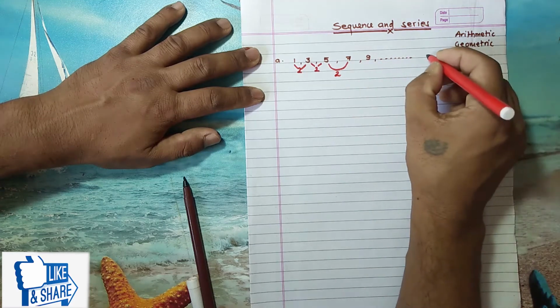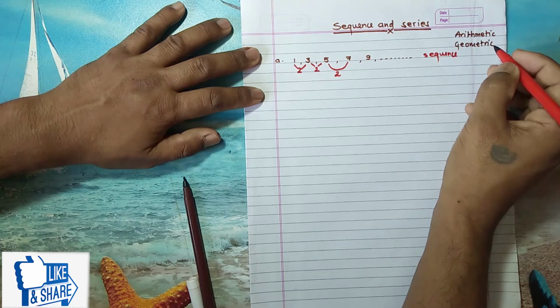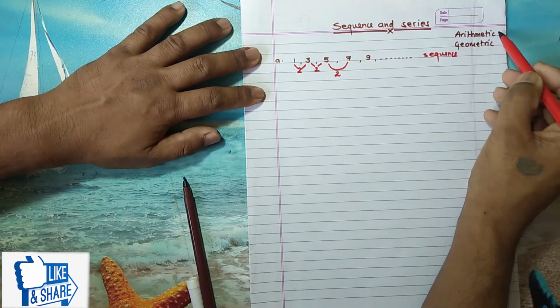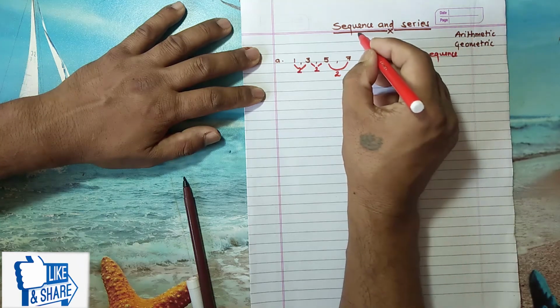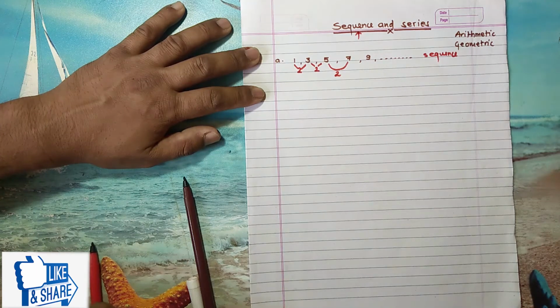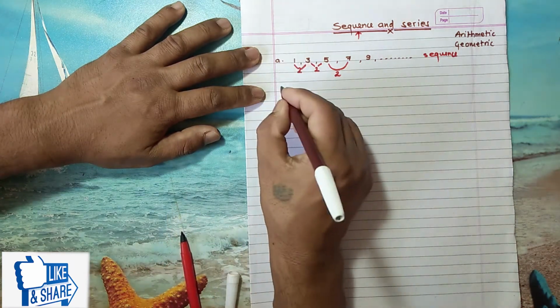So it's a sequence. Okay. At first, to know about the arithmetic progression or arithmetic series, or better say arithmetic sequence, we must know what a sequence is. So we are talking here about sequence. Clear? Now let's take another example.